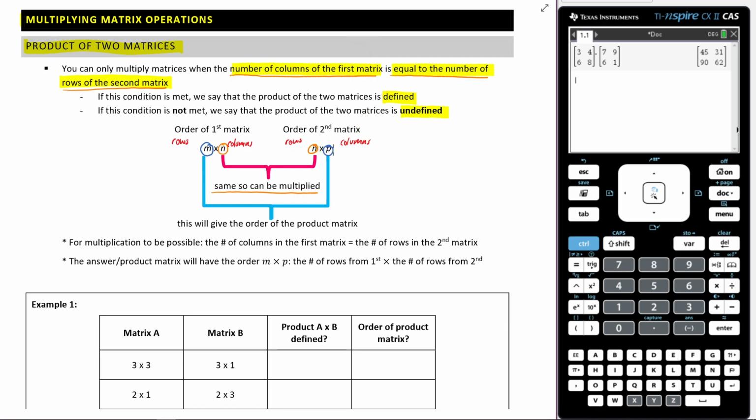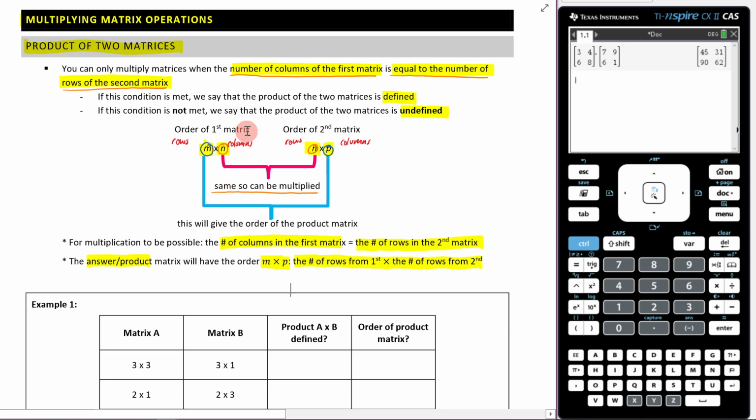And all of that is nicely summarized down here for us. So for the multiplication to be possible, the number of columns in the first matrix has to be equal to the number of rows in the second. That's what we saw here. Then secondly, the answer or product matrix will have the order m times p. The number of rows from the first times the number of columns from the second. And that's how it works.